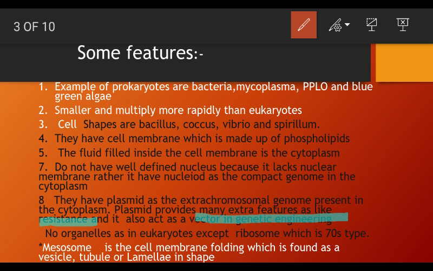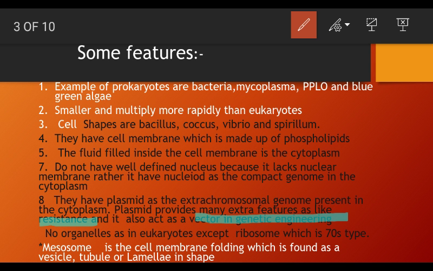But the plasmid is not going to make them, that is, it is not compulsory for the survival of the bacterial cell, but it provides some extra features to the bacterial cell, for example resistance and various other features in competition with their surrounding bacteria, right? Resistance in case of antibiotics that we take.